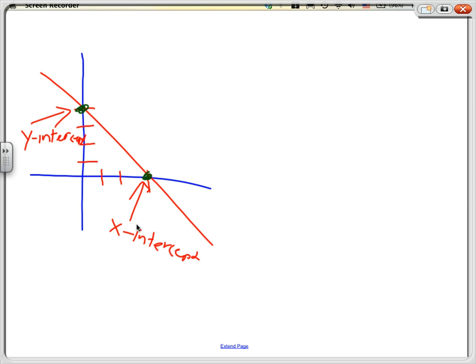Can you tell me the coordinates of the y-intercept? 0, 4, you said. Very good. What about the x-intercept? 3, 0. 3, 0. Okay. Of course, you haven't seen anything yet, right? I'll do another one. Watch this.